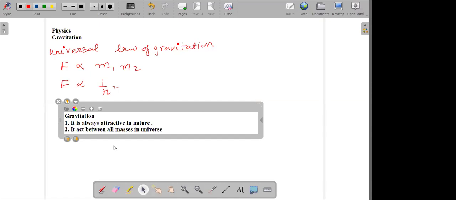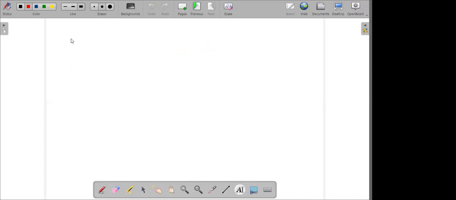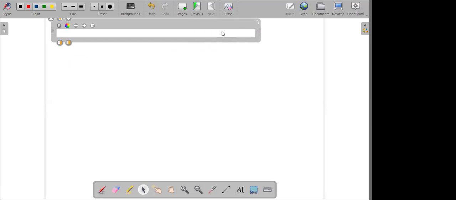So if we say that earth has some gravity, or earth is attracting all the objects towards itself, I can say about gravity, it is the force with which earth attracts all the objects towards itself. So it is like if you throw a ball vertically upward, earth attracts that ball towards itself. And that is because of the force of gravity.